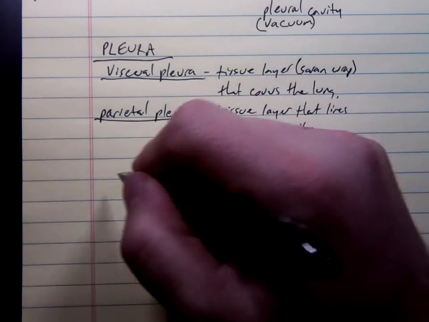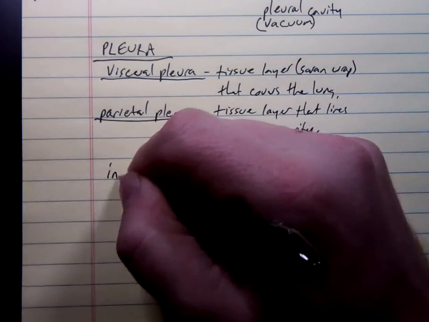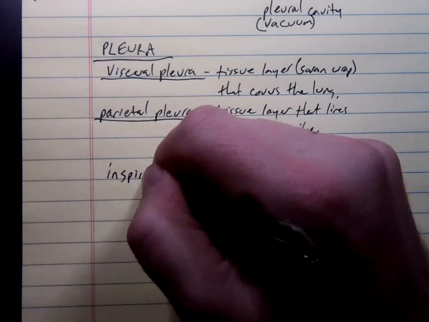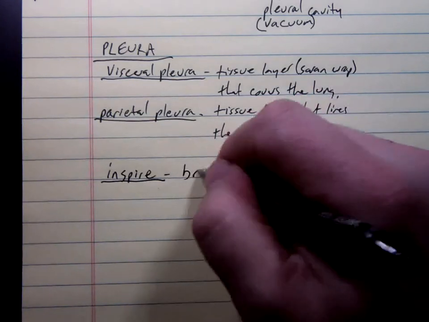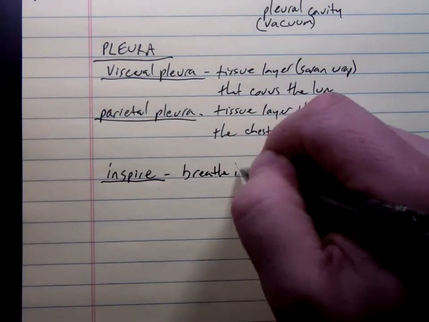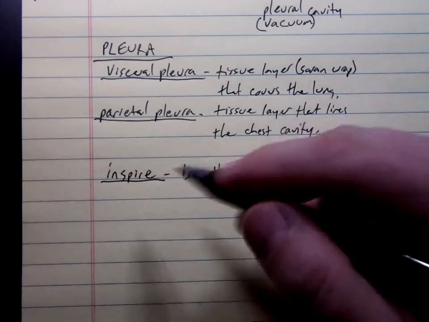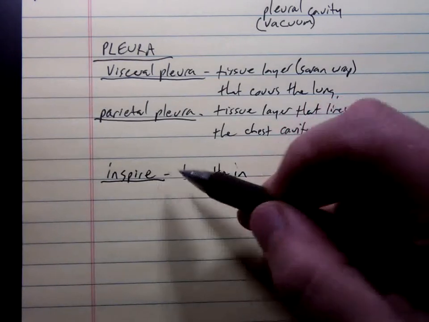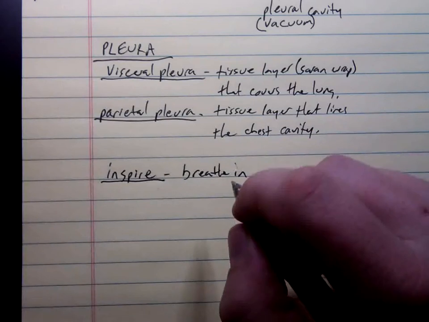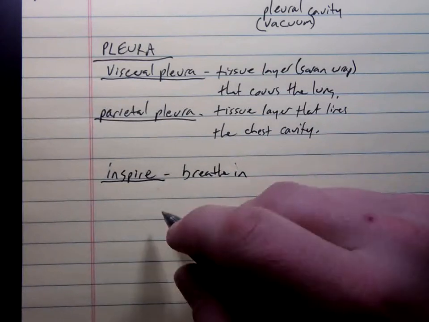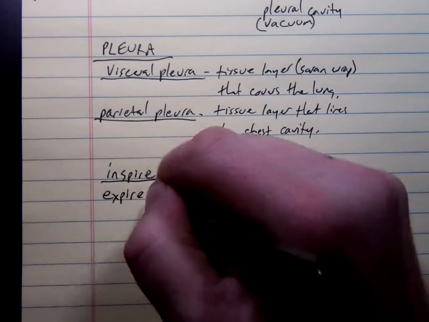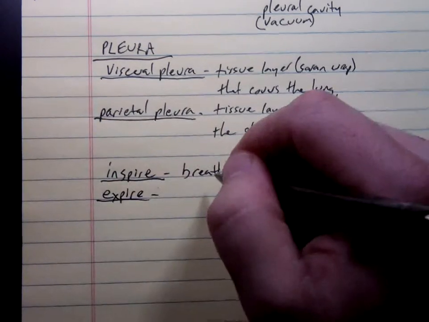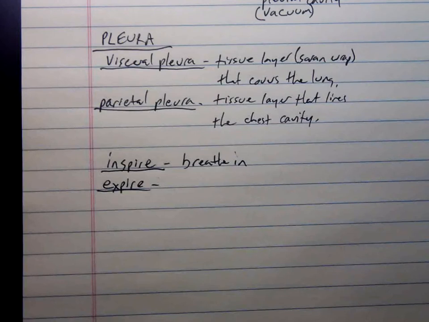Check this out. That means to breathe in. And this is very, very old. Okay, this terminology is old. So what does it mean to breathe out then? Expire. Yeah. That's why when someone expires, they're dead. Okay? Well, how can milk expire? It doesn't breathe.